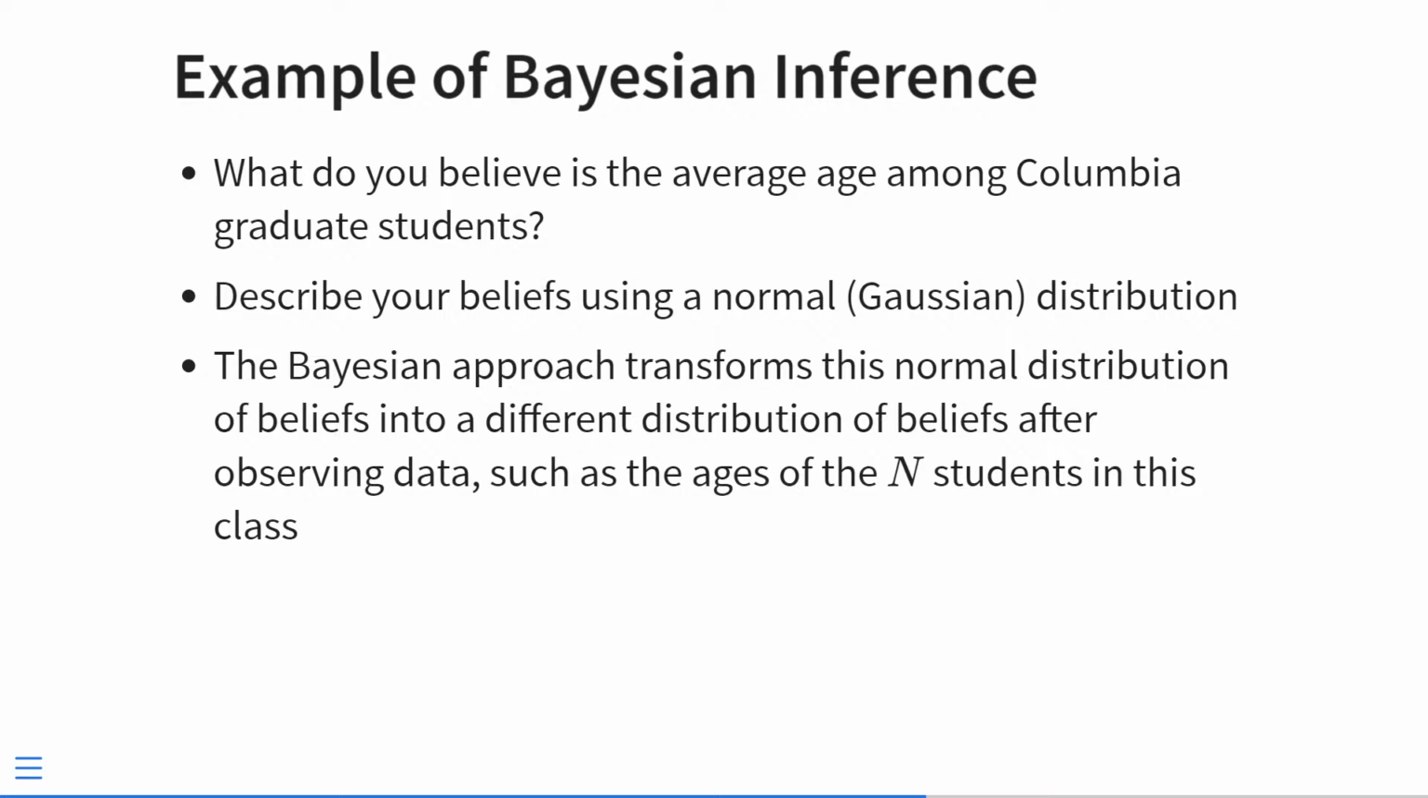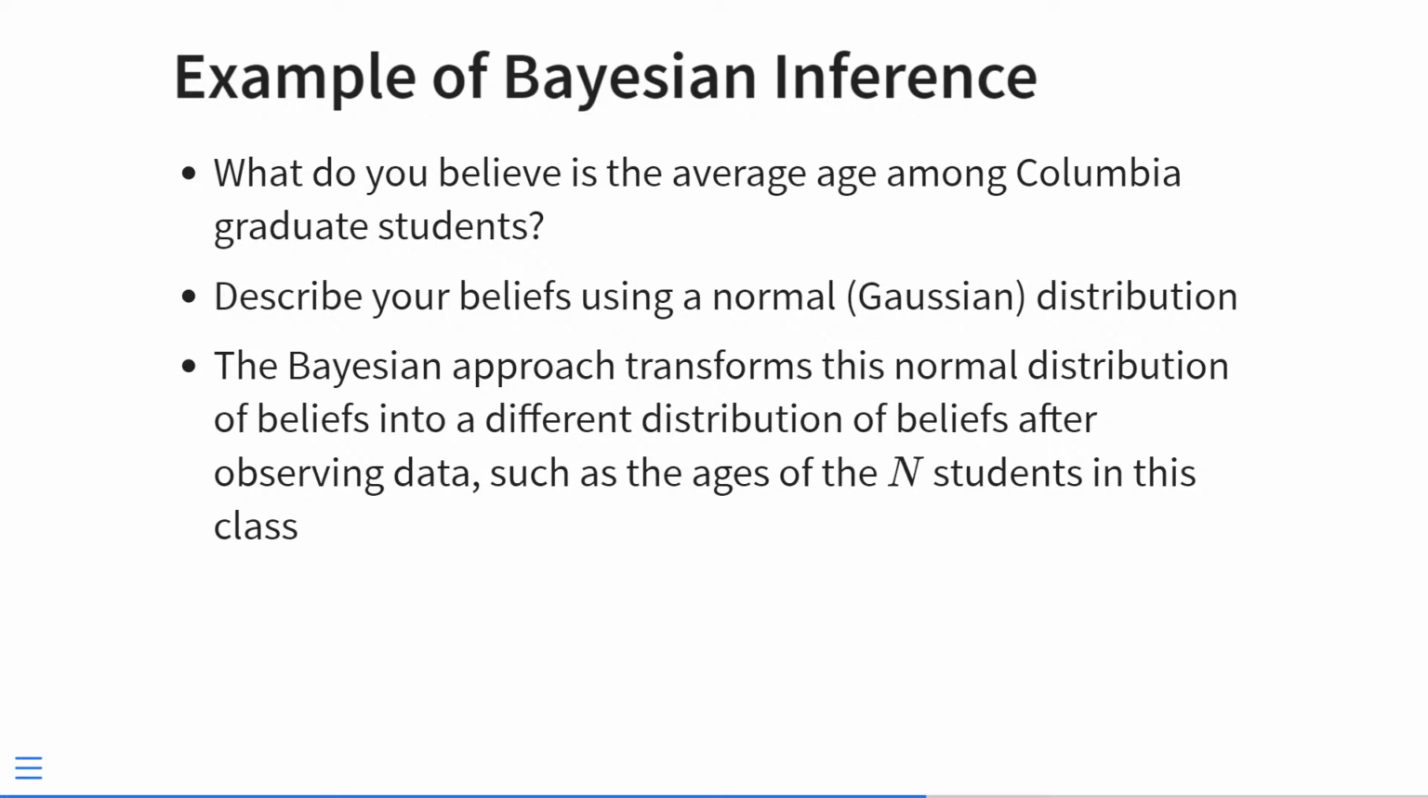So we've described our beliefs using a normal distribution, and the Bayesian approach is going to transform this initial normal distribution into another distribution if you observe a bunch of data, like the ages among a bunch of actual Columbia graduates. So imagine you all are a sample. If we took your ages and started with that 25, 2 normal distribution, I combine that with data from the 40 or so of you, and I get out a new probability distribution to describe my updated beliefs about the ages of graduate students at Columbia. So that, at a high level, is what Bayesian inference does.